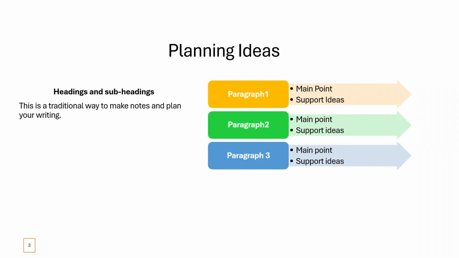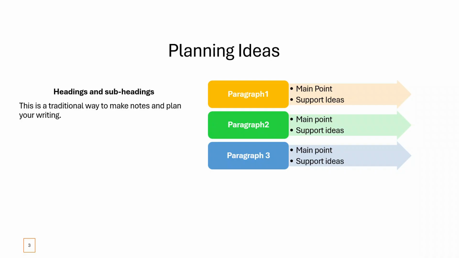So how can you create a plan? One way to do it is by using headings and subheadings, and this is a very traditional way we make notes and plan our writing. We can see an example here. Here is a plan of a writing exercise, and we can see information here about 3 paragraphs, and for each one of the paragraphs the person has made a note about the main point and any other support ideas they can use. And as this is a common way to make notes, it's normally quite easy for people to create a plan like this.